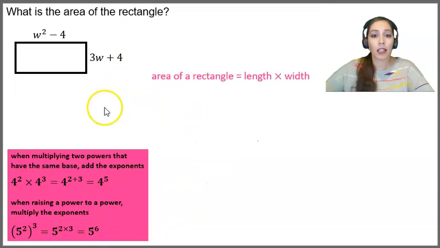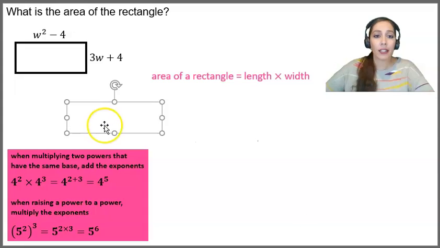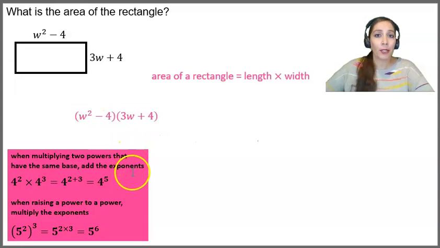So when we are looking at this problem, I can see here that we have a binomial, w squared minus 4, times another binomial, 3w plus 4. And there's a little rule that we can use when we are doing binomial times binomial, and it's called the FOIL method. First, outer, inner, last. So when we do the FOIL method, the first one is to do w squared times 3w. That stands for F, the first. You multiply the two firsts together.